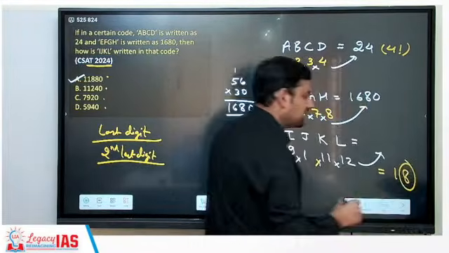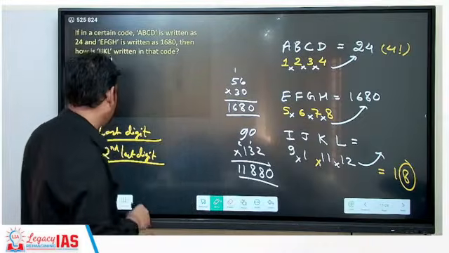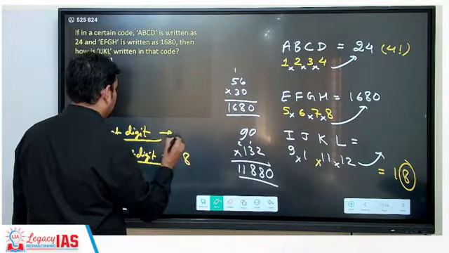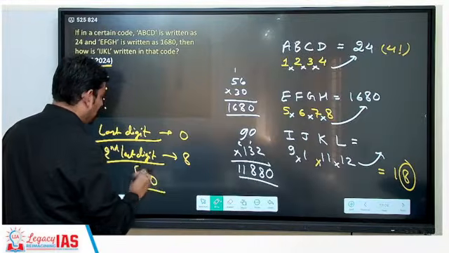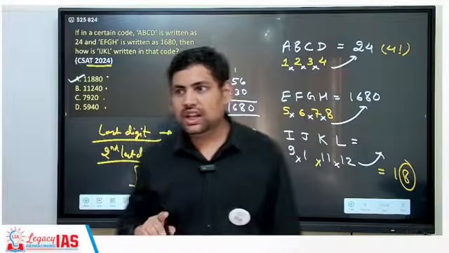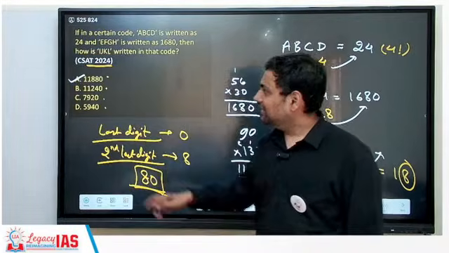What is the second last digit then? 8 is the second last digit. Last digit is of course 0. So what are you looking for? You are looking for a number that ends with 80. Can you find it? Yes.